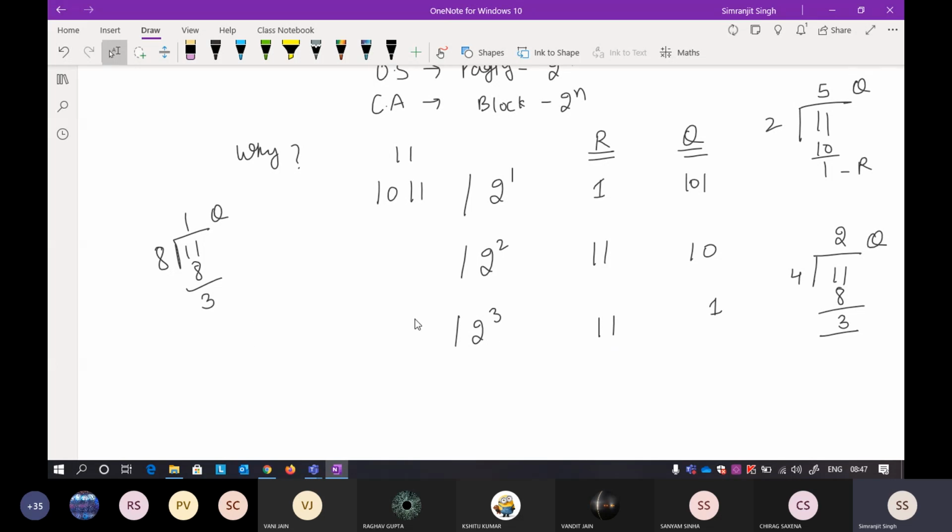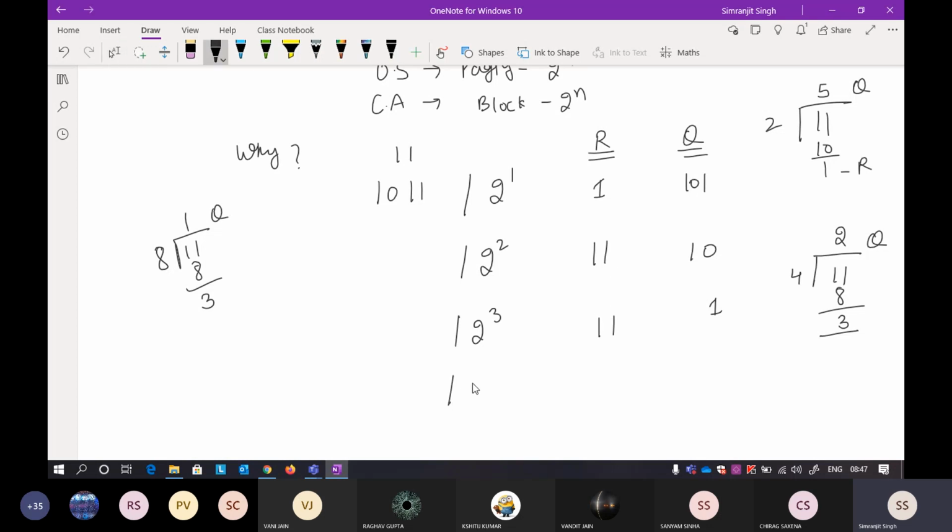Yeah, I think it is 2 to the 4. I think this is the same. Just wait a second. This should be the same. The remainder part. Yeah, okay, it's correct. There is no problem in that.